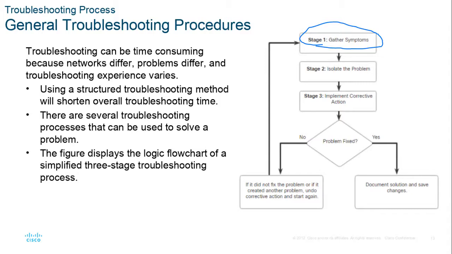After you've gathered symptoms, you're going to try to isolate the problem. So you've typed a bunch of show commands and you figured out, oh, maybe two switches are connected together, and I think that one of them is set to half duplex and one of them is set to full duplex, and it's causing a bunch of late collisions, for example. Once you've isolated the problem and formed a theory or hypothesis of what you think the problem might be, you're going to implement corrective action. In my sample case, I'm going to go to one of the switches and say duplex full instead of duplex half, and see if that fixes the problem.